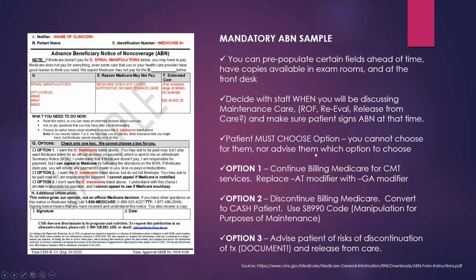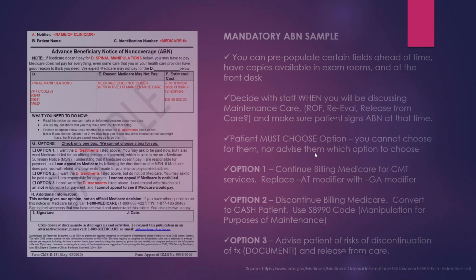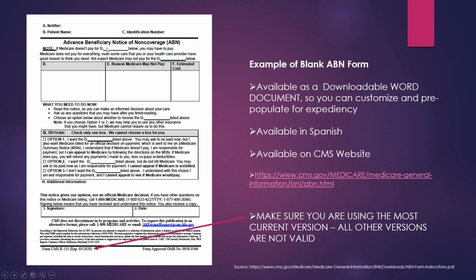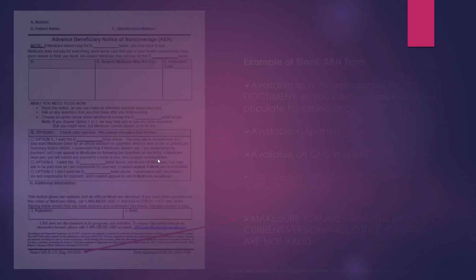So if I come back up to the generic ABN, you see D is blank, and so you're going to type in the word treatments. And the treatments are spinal manipulations. You could type in spinal manipulations there, okay? But this is how you would fill out the ABN.